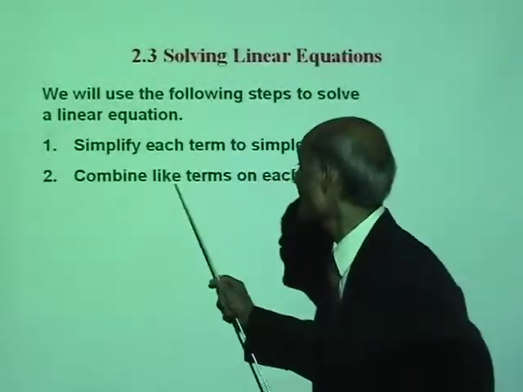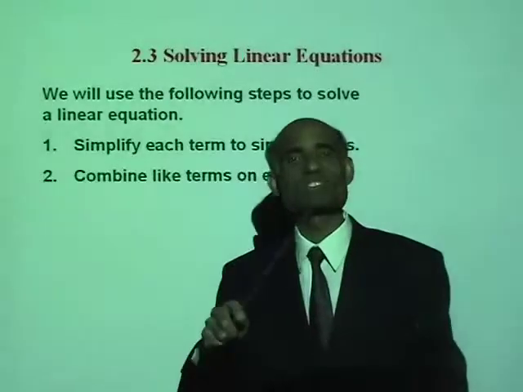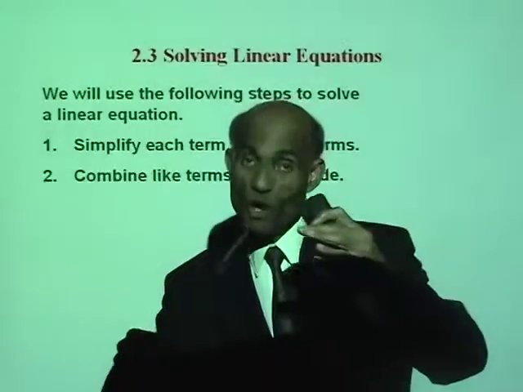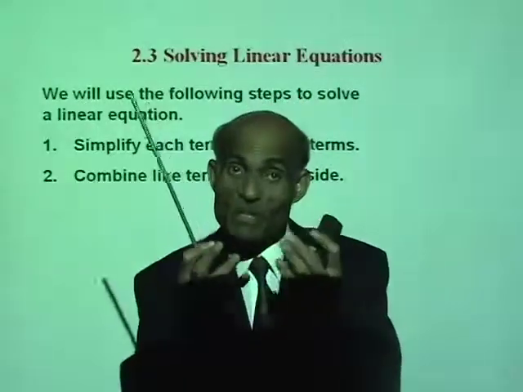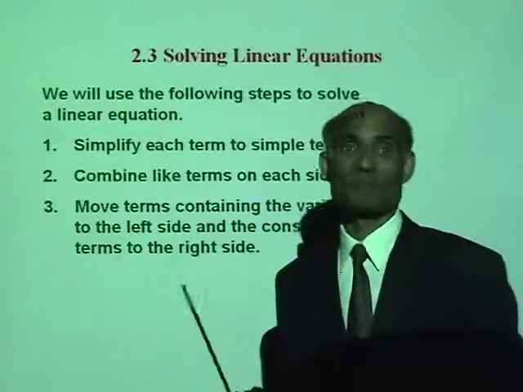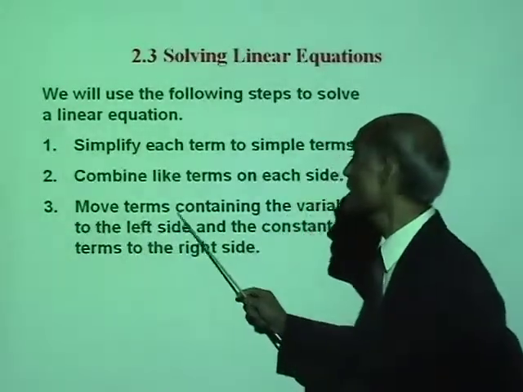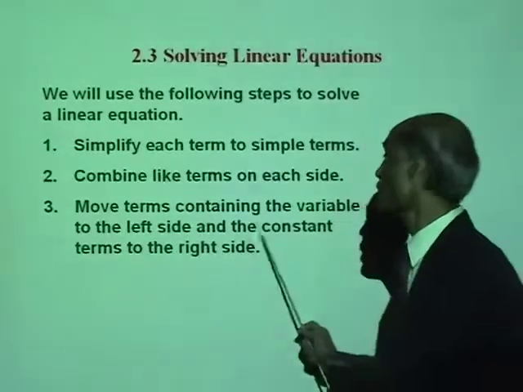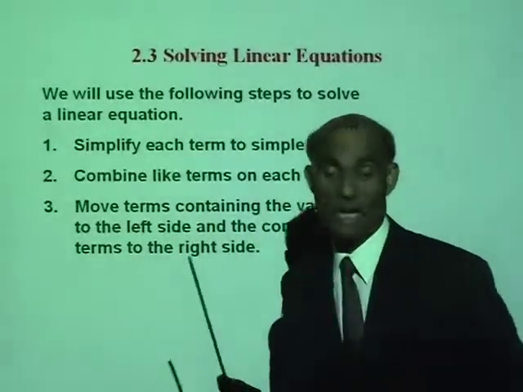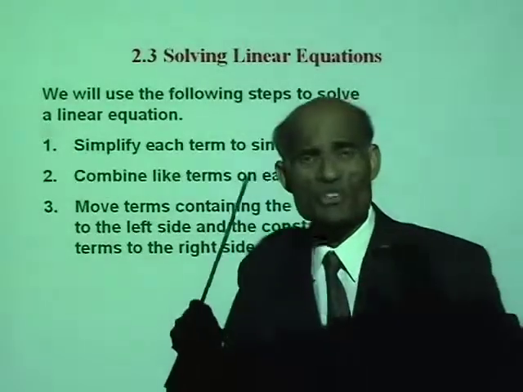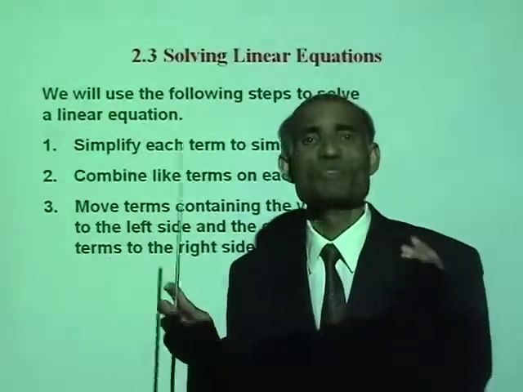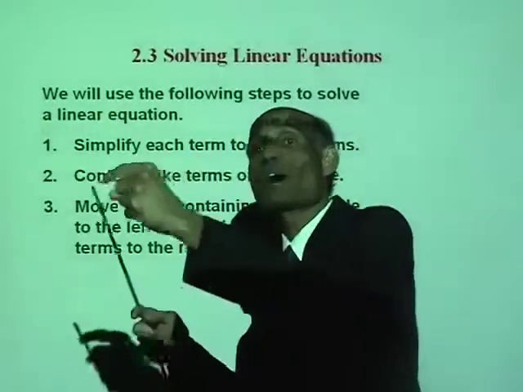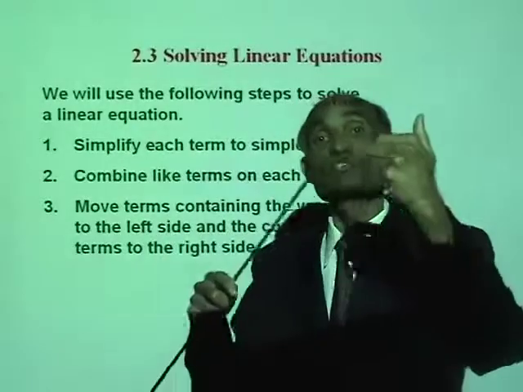Then combine like terms on each side. If you have a 6x and a minus 3x both on the same side, combine it to a single term. Then 3. Move terms containing the variables to the left and the constant terms to the right side. Now, this is not a perfect rule. You can also decide to move the variables to the right and the numbers to the left.